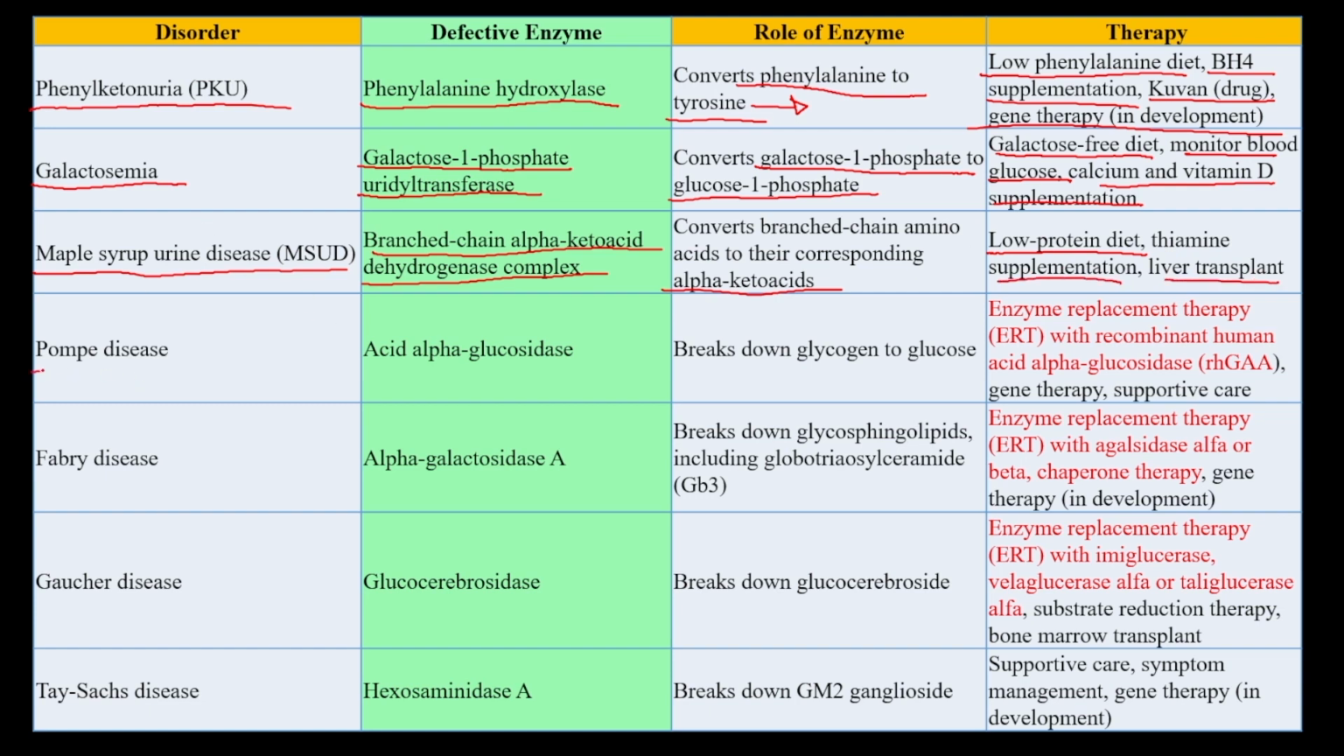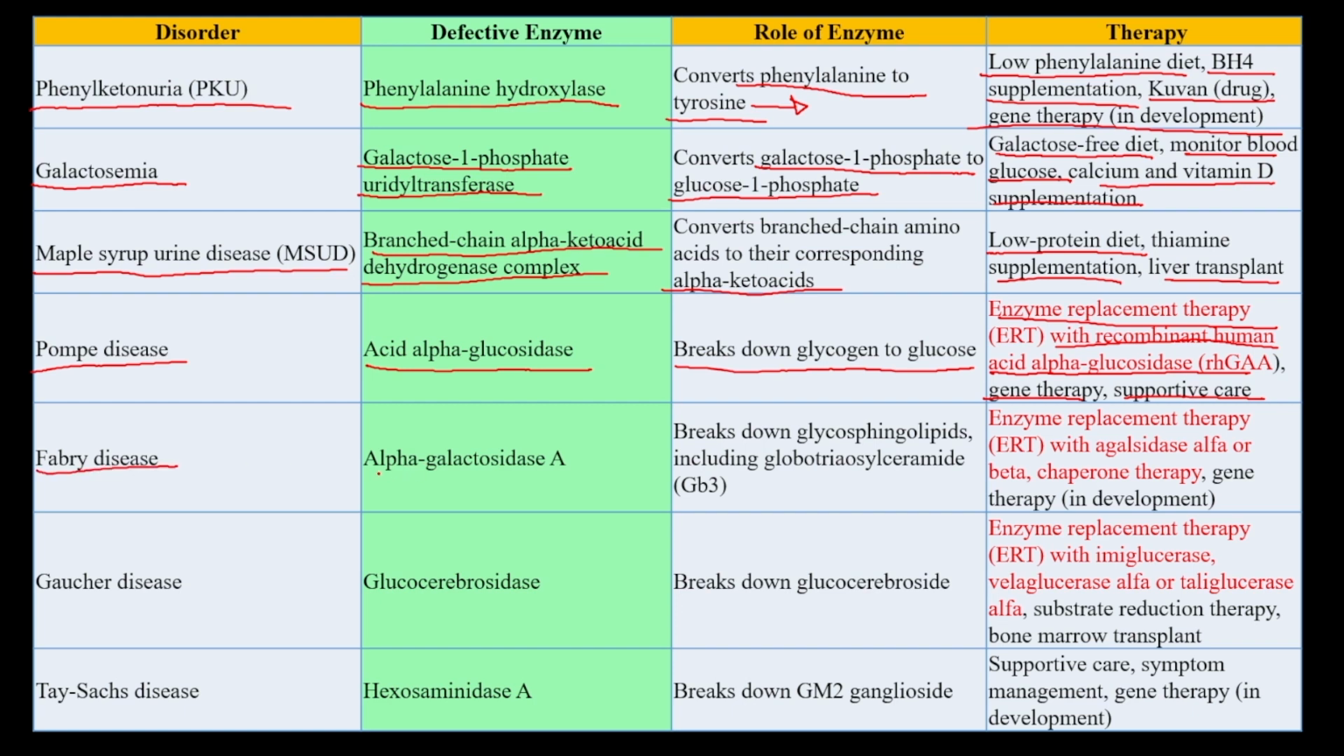Then we have Pompe disease. The defective enzyme is acid alpha glucosidase. It breaks down glycogen to glucose, and the therapy is enzyme replacement therapy with recombinant human alpha glucosidase, gene therapy, and supportive care.